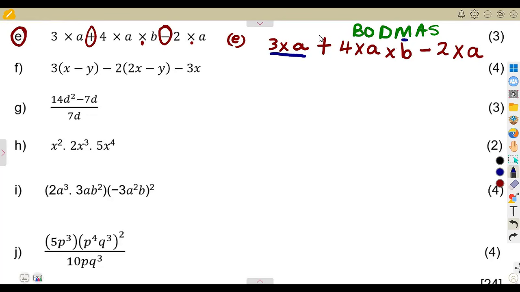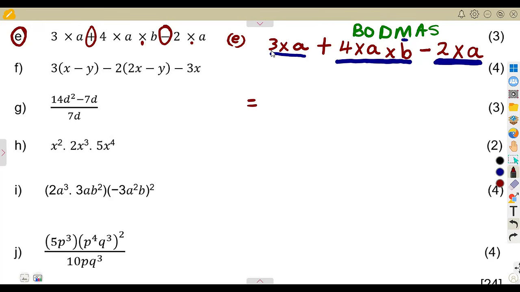3 and 8, take note here, they are separated by a plus. So you move on to another part. Is there a multiplication? Yes, there's a multiplication here. 4 times A times B. Up to this one, it's a multiplication, all this. 4 is multiplying A, is also multiplying B. Then here it's a subtraction. So you are going to leave that and you move on to 2 and A. These two are also multiplying each other. So that is what you're going to have at the end.